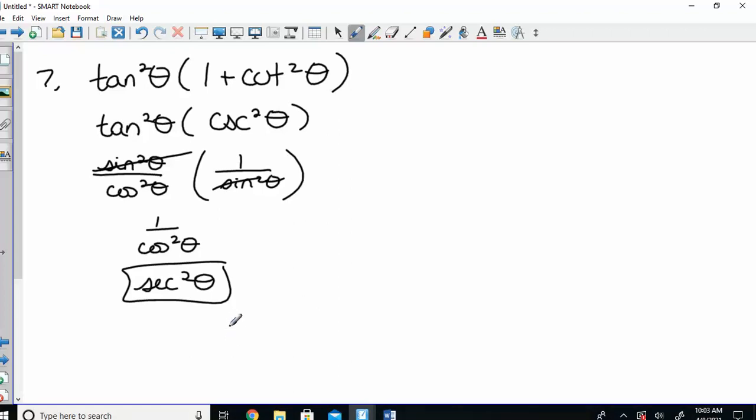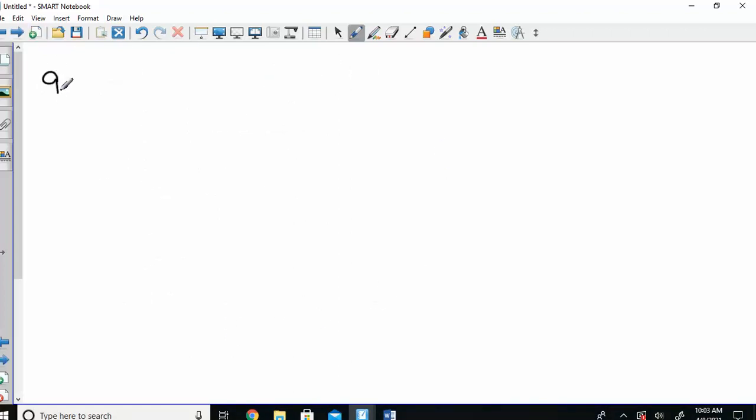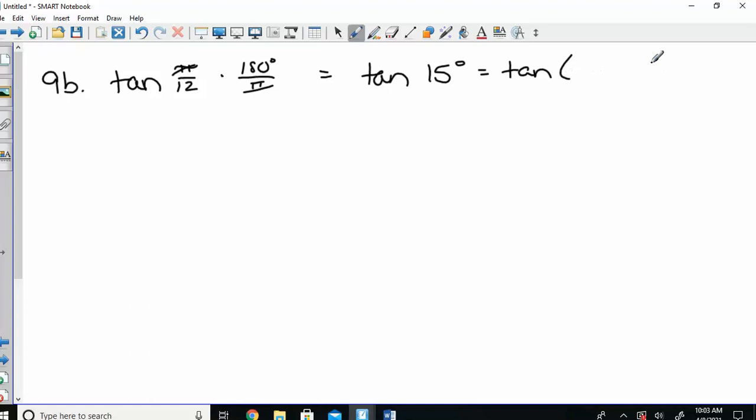All right, 9b. Tangent of pi over 12. What should I do with that pi over 12 to start with? So we'll multiply by 180 over pi. So that gives me the tangent of 15 degrees. So I need two angles that I know from my unit circle that add or subtract to 15. What would you use? Okay.